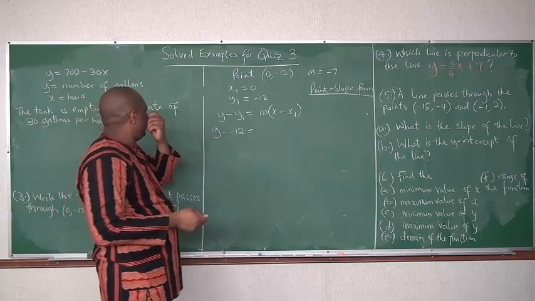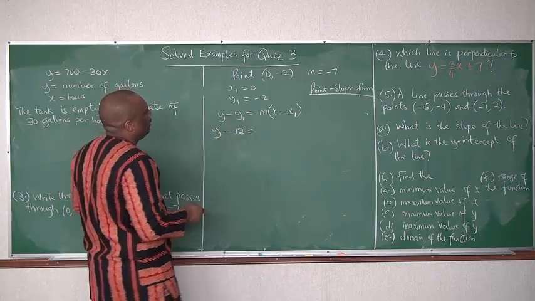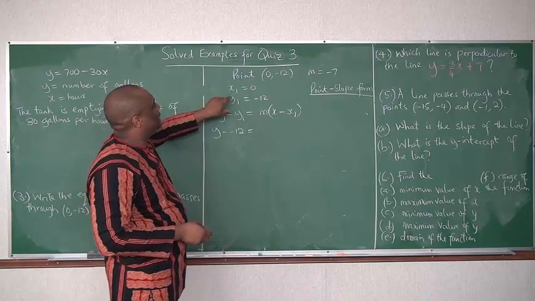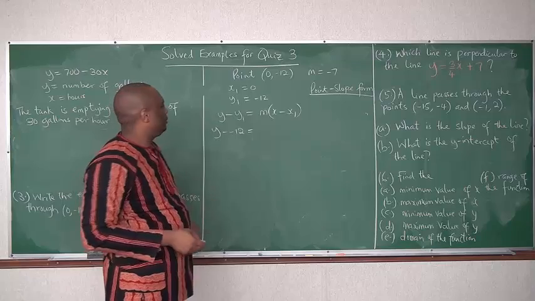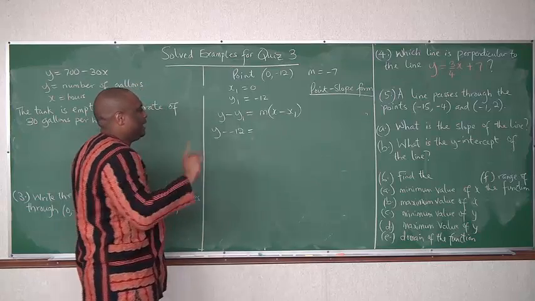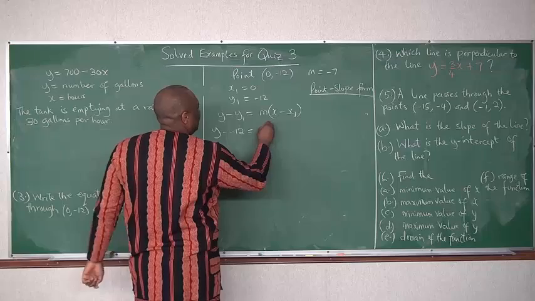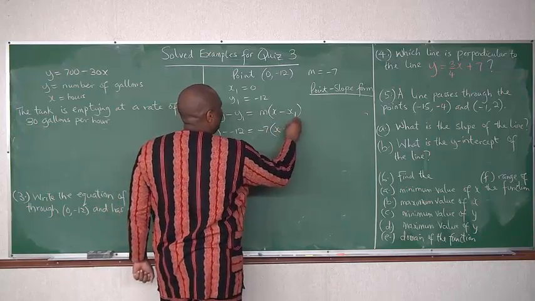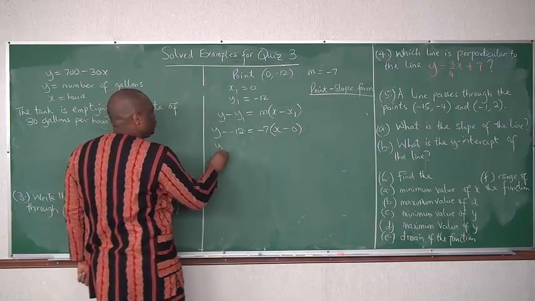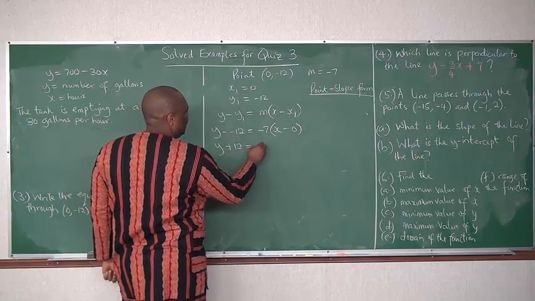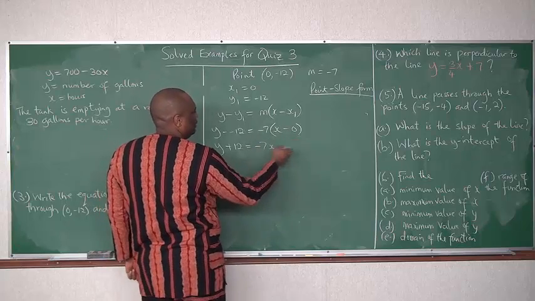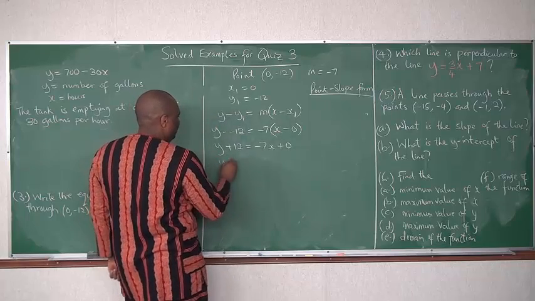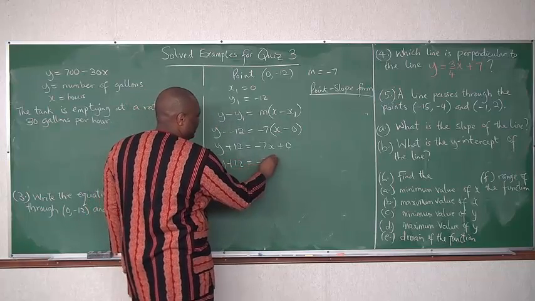So this is y minus 12. It's good to always write it out like this so that you don't make mistakes. What is x1? What is y1? So this is y minus 12 equal to m, which is negative 7, times x minus 0. So this is y minus 12 equal to negative 7x, of course, plus 0. Okay? So y minus 12 is negative 7x.